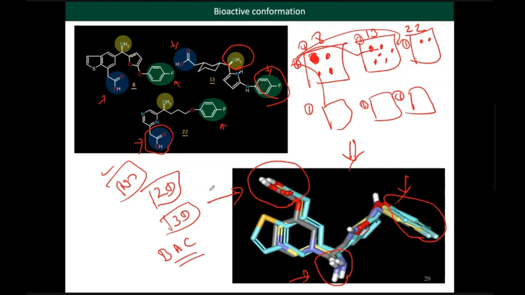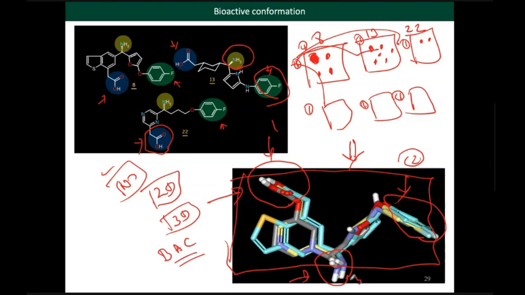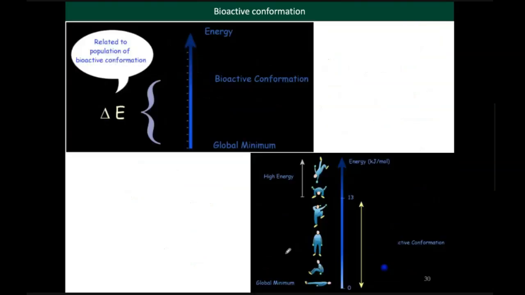So now we can say that this conformation is the bioactive conformation of this data set. Is that understandable? So now we can say that these are the pharmacophore elements 1, 2, and 3, and there is a spatial relationship between the pharmacophore elements. That is what we actually studied in the 3D pharmacophore.